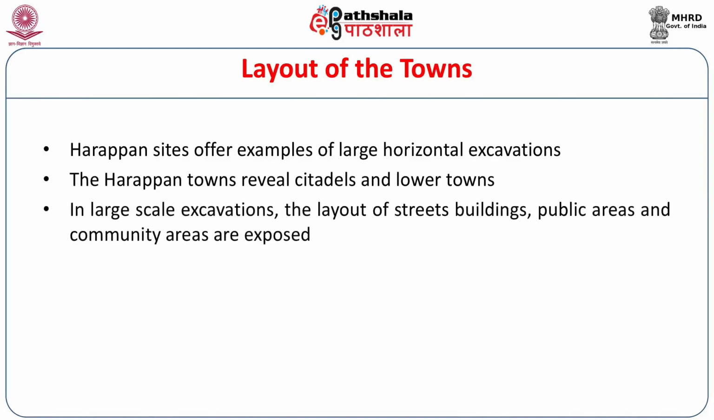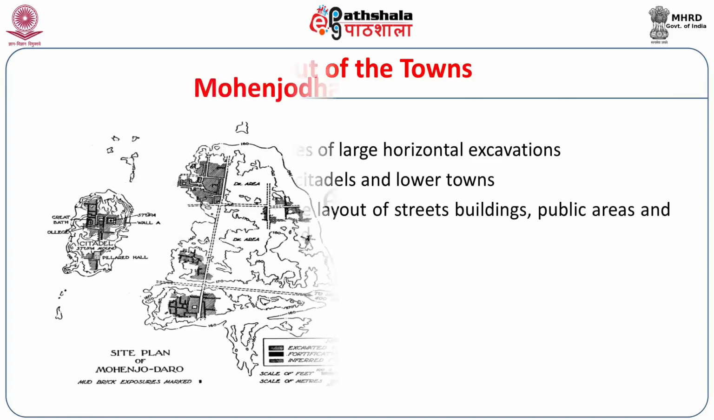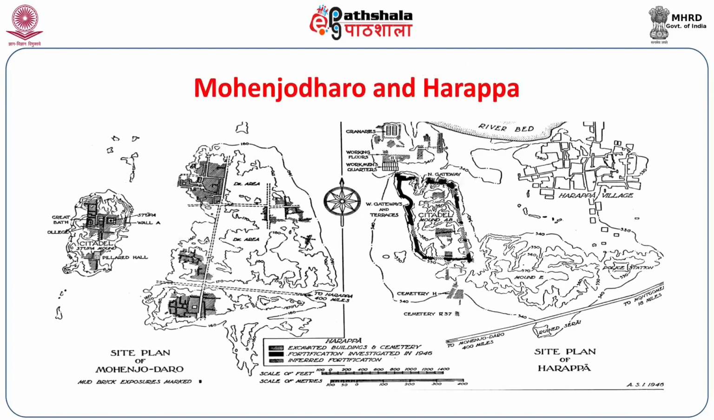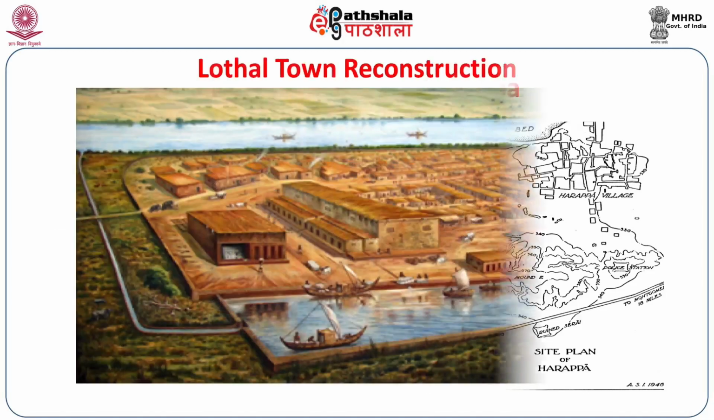In the large scale excavation, we also come across the streets, buildings, public areas and community areas. That is the advantage of the horizontal excavation. Here in this particular map you see the town layout of Harappa and Mohenjo-daro. You can see how big these towns were and how people were organized with a citadel and an enclosed area and the lower town.